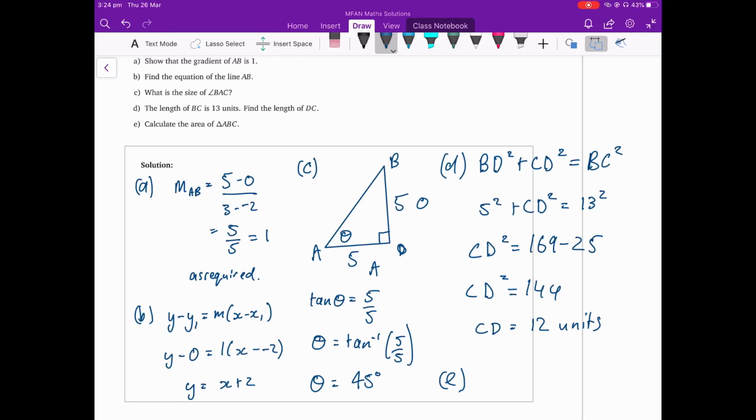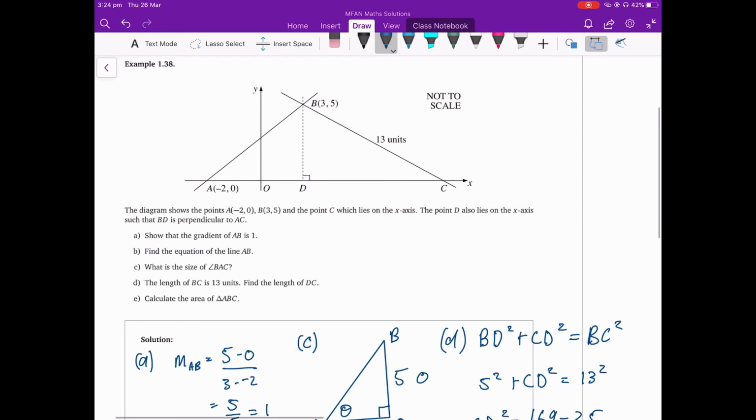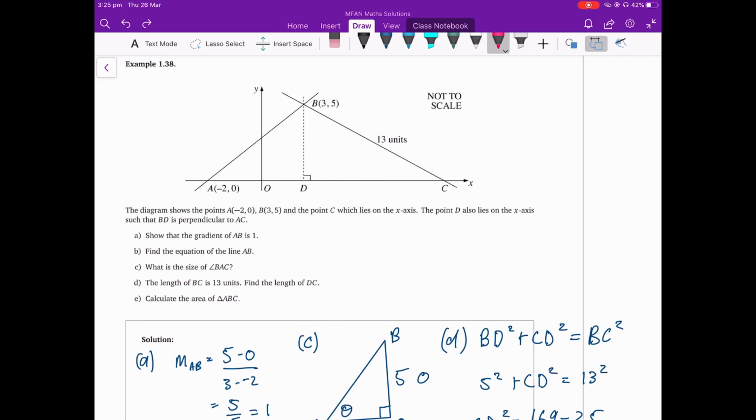Calculate the area of triangle ABC. Often these very last questions in these miscellaneous examples will use all the information from what you've calculated. So let's just put what we found previously up here. In the last one, we had BC was 13, and we found that DC here was actually 12 units. And the height was 5 units.